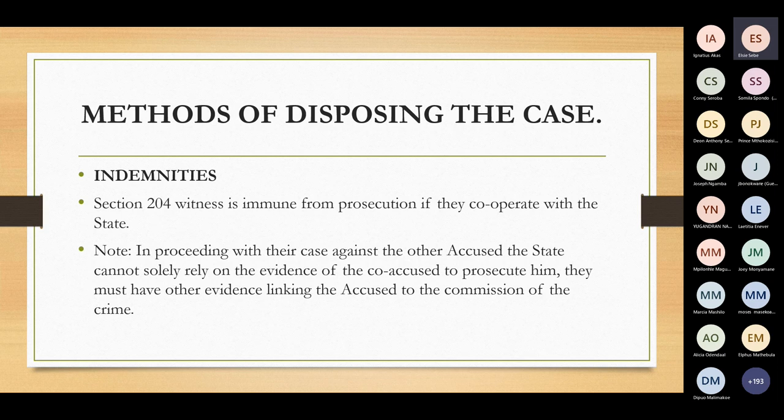Indemnity is the next method that we discuss. So Section 204 of the Criminal Procedure Act says that a witness is immune from prosecution if they cooperate with the state. So basically here you have an accused who is charged with others, so there's more than one accused involved in a matter, and they may give evidence against their co-accused or give evidence to the police that is going to assist the state to secure a prosecution.